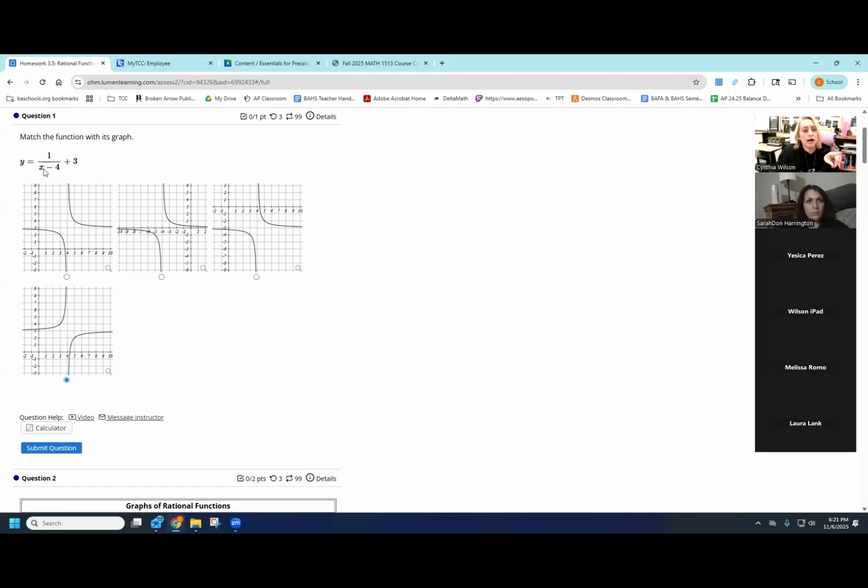So I'm looking for where I have a vertical asymptote at positive 4. That occurs on the first choice, the third choice, and the fourth choice. I also want to look where the horizontal asymptote is at 3. That's going to eliminate the third one, so it's between these two. And since A is positive, I'm going to keep it the way it is. The parent graph, that's what it looks like. Does that make sense on that one?